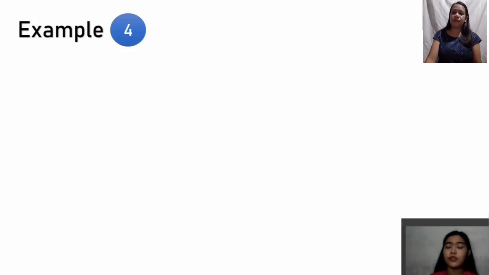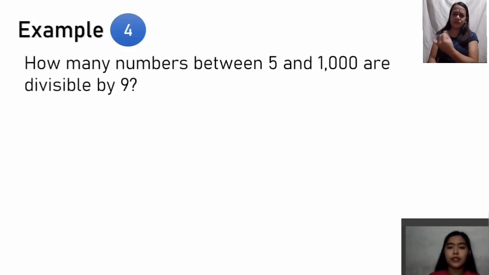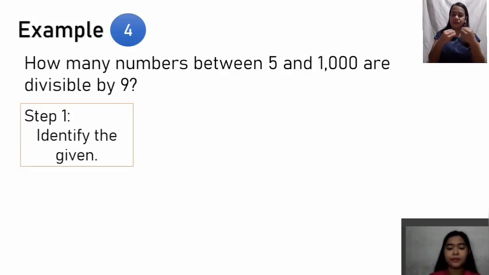Let us proceed to our fourth example. How many numbers between 5 and 1000 are divisible by 9, or multiples of 9? Let us identify the given. We have first term, which is 9, since 9 is the least number between 5 and 1000 which is divisible by 9.